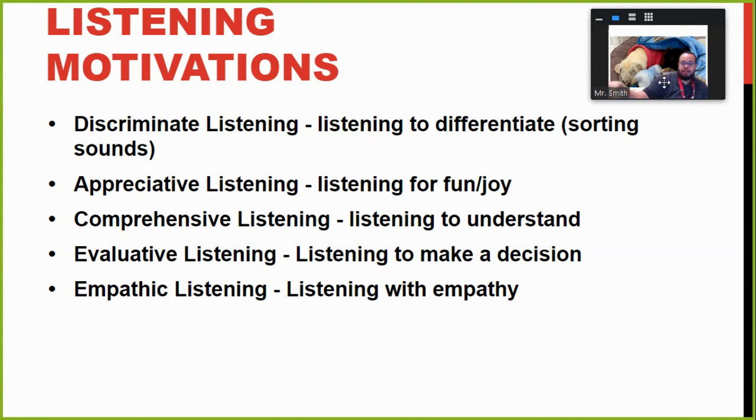So that's what discriminate listening is. Maybe you're listening for something very specifically. You're trying to sort out what's happening. Maybe if you have a bunch of people talking at you at the same time, you're trying to figure out what each of them is saying, so that you can figure out what's going on. That's discriminate listening because you're sorting those sounds out.